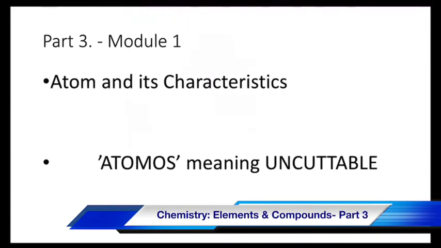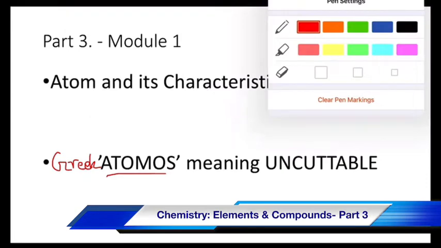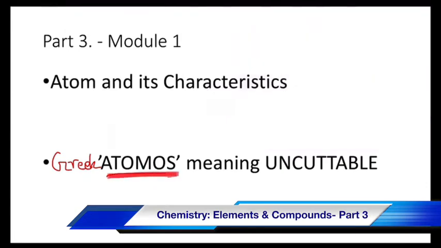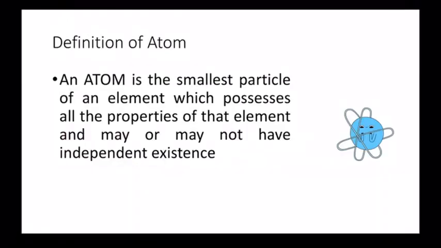So, the word atom has come from the Greek word atomos, okay? Atomos means uncuttable. Means what? You cannot divide atoms anymore. You cannot break atoms into smaller particles anymore. It is uncuttable. Alright. Next, we move on to the definition of atom.